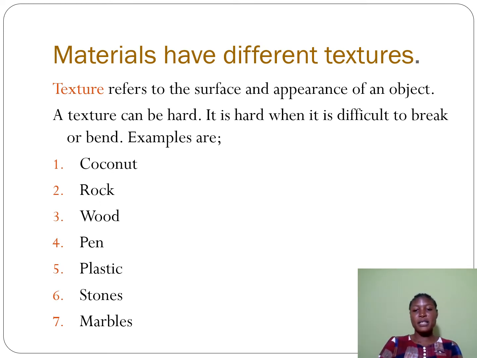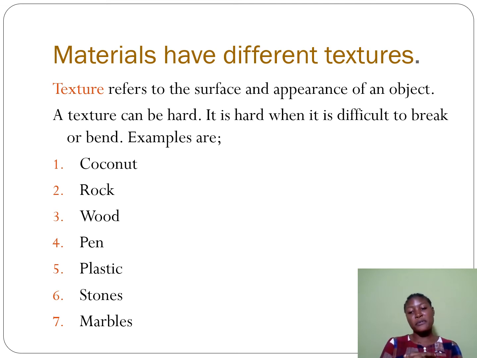So we first take materials having different textures. Now what is a texture? Texture refers to the surface and appearance of an object. A texture can be hard. It is hard when it is difficult to break or burn. So when you can't break or burn anything, it means that material is very hard.